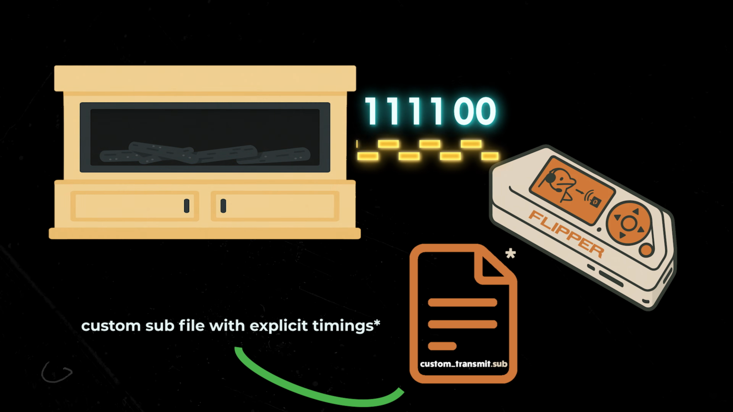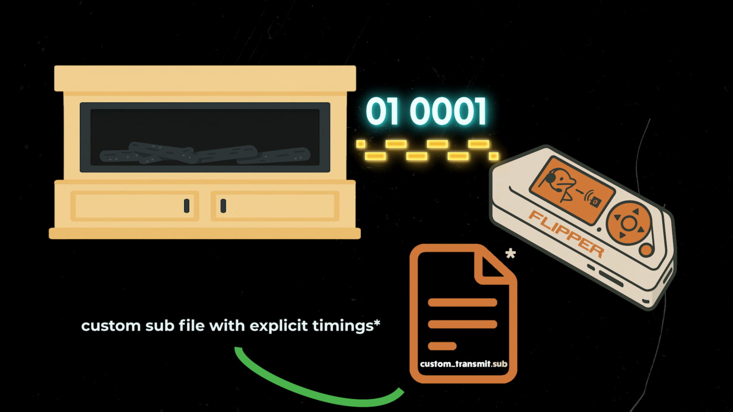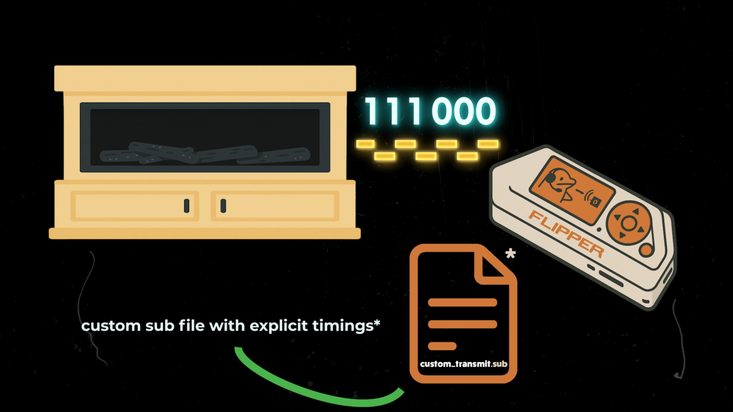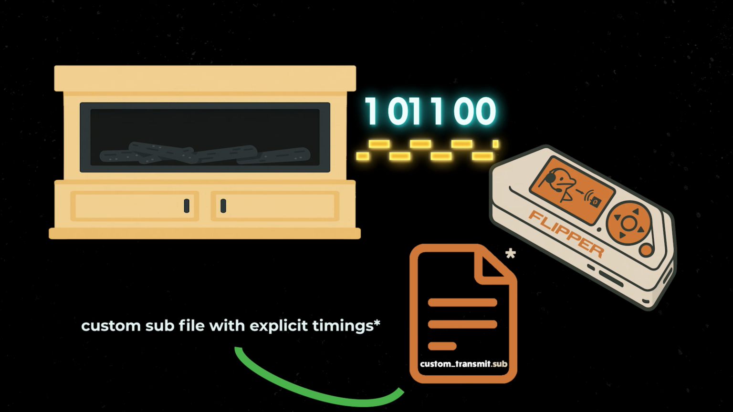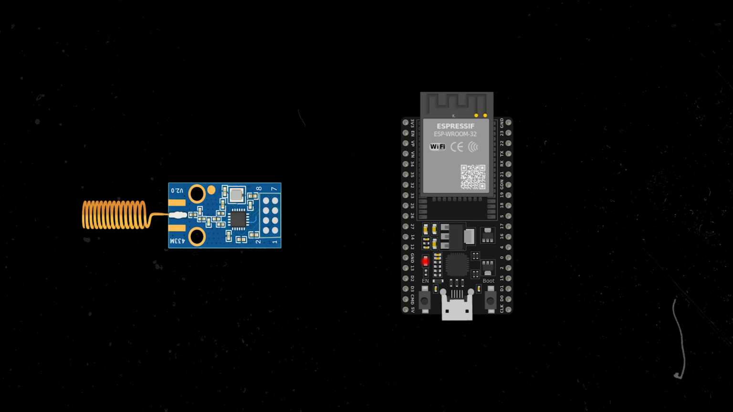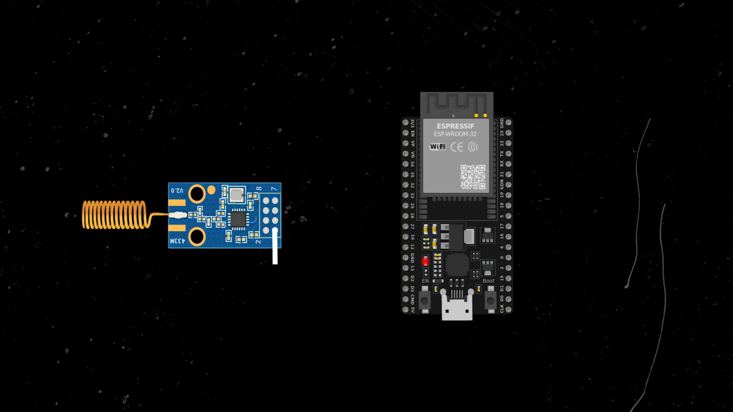So while the CC1101 struggles to measure very short pulses on receive because of filtering and decoding, it has no problem generating them on transmit. Receiving requires understanding, while transmitting only requires accuracy. Now that we fully understand the signal, it's time to build something much more permanent.